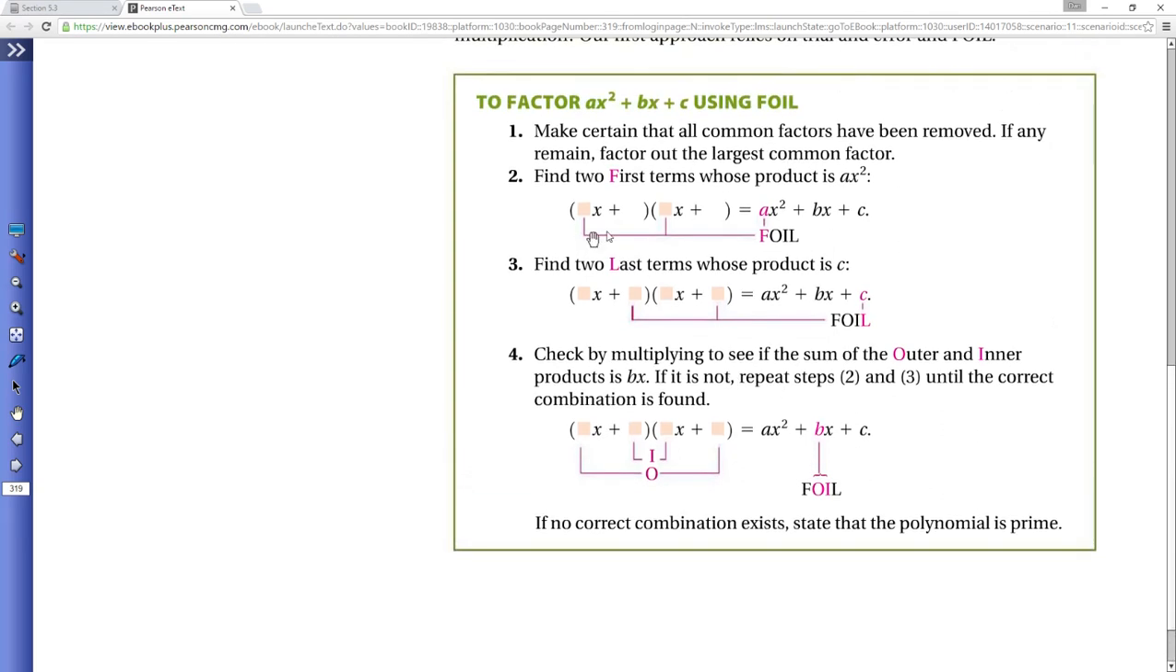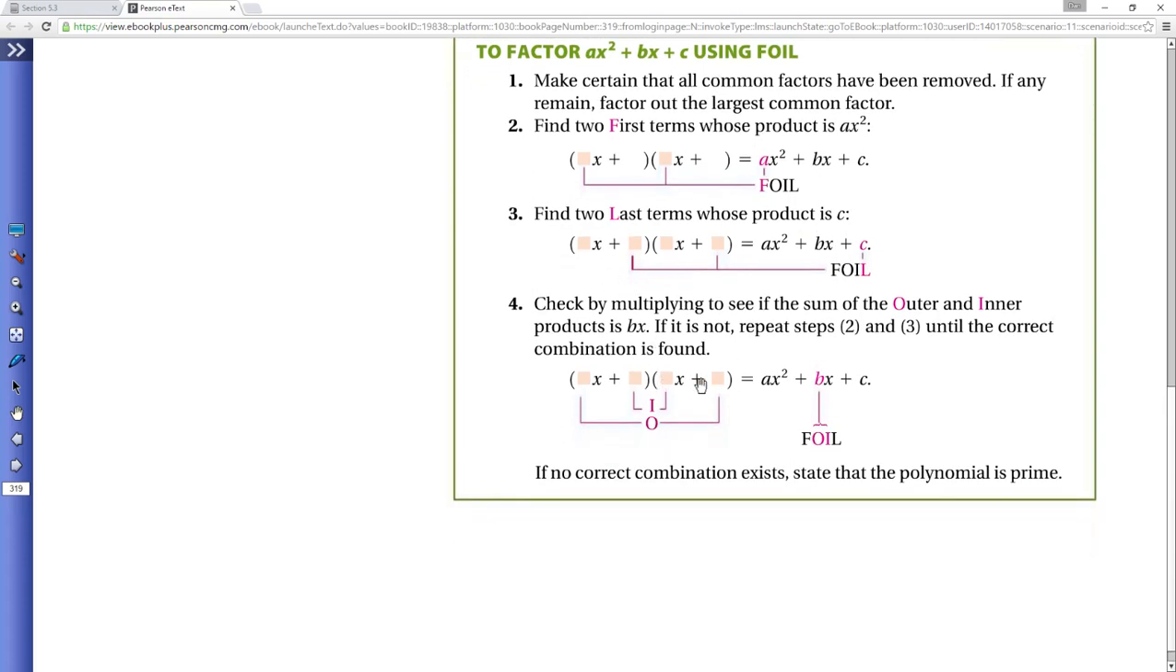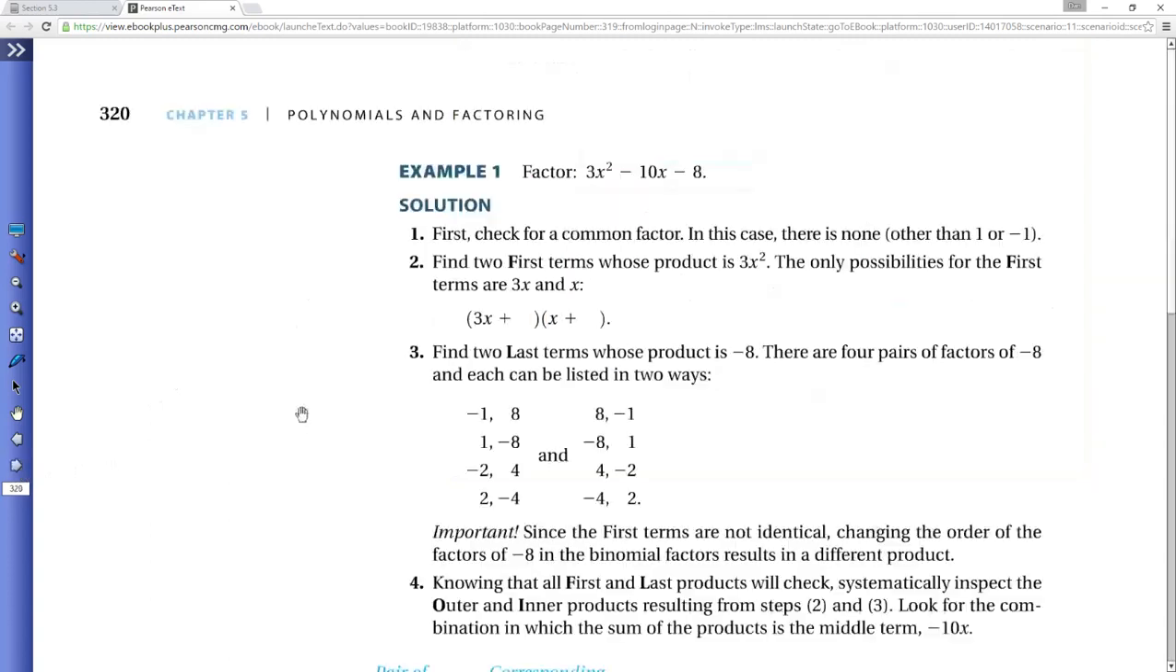So we take factors of the first terms of the binomials and create first terms for the binomials, and then the last term we take factors of, which will be our second terms in our binomials. And then we check, really. We check and say, if I did this multiplication, outer times outer plus inner times inner, will these things add together right to get that middle term correct? So there's our strategy, and let's go through some examples here.